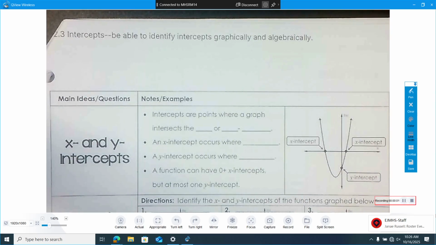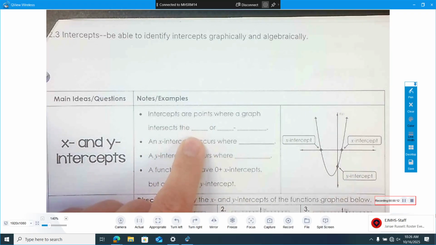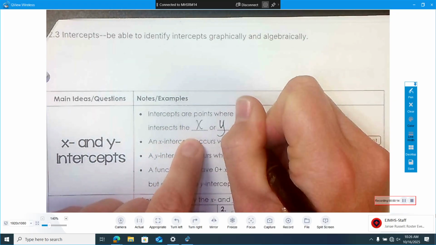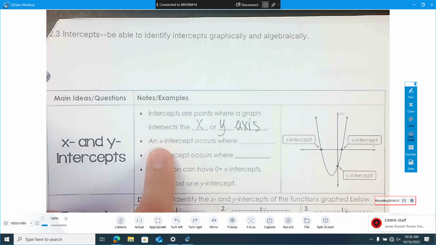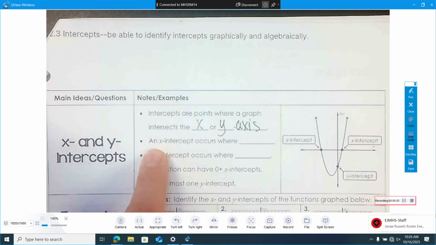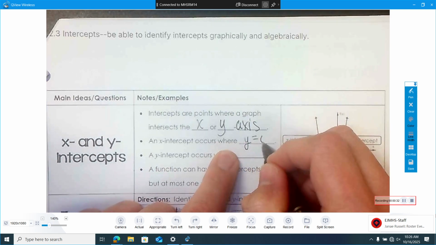Intercepts today, solving graphically and algebraically. The intercepts are the points where a graph intersects the x or the y axis, which I hope you know. But what I really like to talk about is the connection between the ordered pair and how we do things algebraically. So an x-intercept occurs where a y is equal to 0.